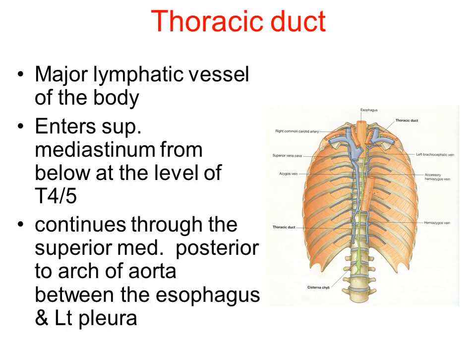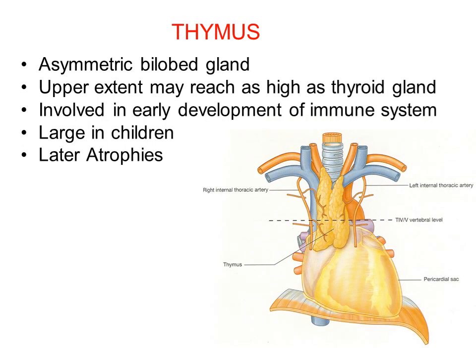Thoracic duct is the major lymphatic vessel of the body. It enters the superior mediastinum from below at the level of T4, T5 vertebra. Then it continues through the superior mediastinum, posterior to arch of aorta between esophagus and left pleura. And the anteriormost structure is thymus, which is a bilobed gland, and it is involved in early development of immune system. It is large in size in case of children, and at puberty it starts to atrophy.